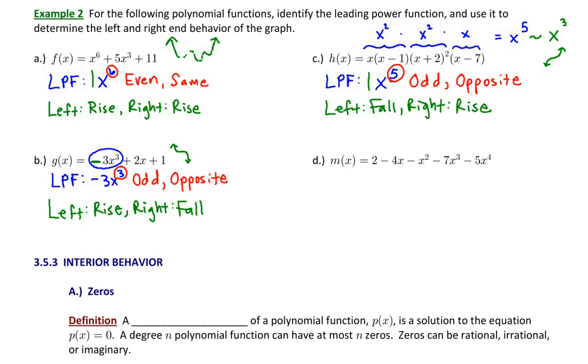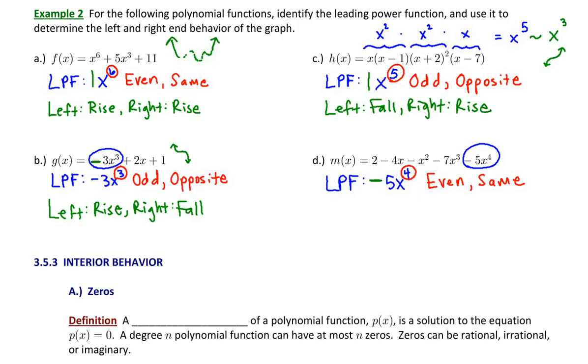All right, one more possibility. We have m of x equals a big polynomial function that is in ascending order, not descending order. When we identify our leading power function, it's not necessarily the first term, it's going to be the highest powered term. So in this case, our leading power function is negative 5x to the 4th. Observe this has even degree. And remember, polynomials of even degree are going to have the same end behavior. Also observe that we have a negative leading coefficient.